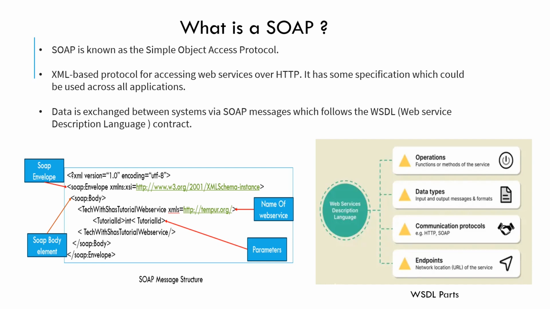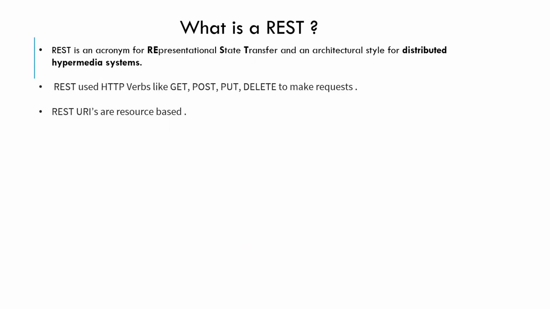So now let's understand what REST is. REST is an acronym for Representational State Transfer, and it is basically an architectural style. It's not a rigid contract or rigid type of specification, but a very flexible architecture style, right? So here, we simply use verbs like GET, POST, PUT, DELETE to make requests to the web service. And also the URIs which we use here are resource-based URIs.